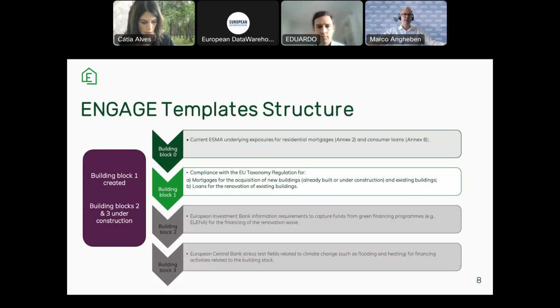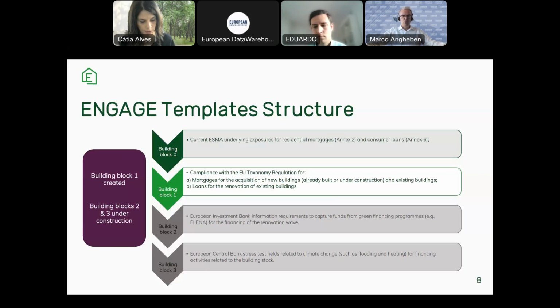At the moment, we are working on the first building block, which is the one regarding compliance with the EU taxonomy regulation, and this is for both mortgages for the acquisition of new buildings, i.e. already built or under construction, and existing buildings. And the other part that is work in progress is the loans for the renovation of existing buildings.